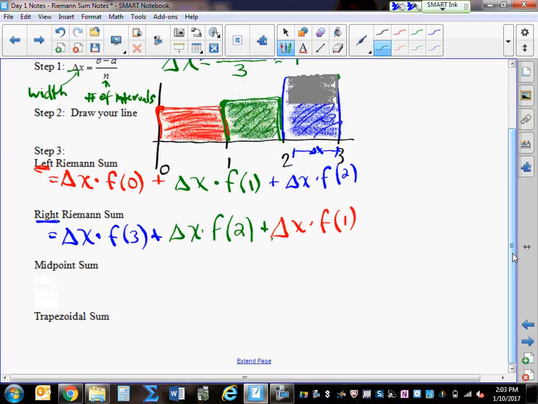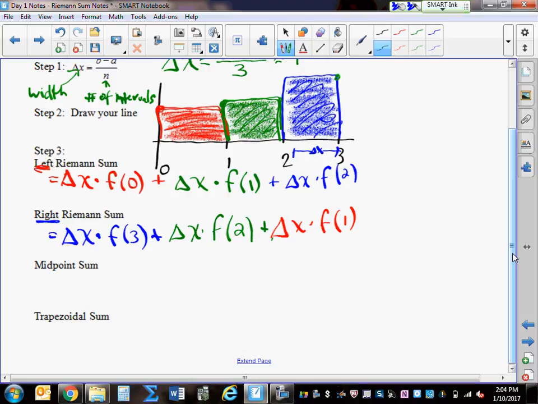Now, an important thing here is that midpoint sums can only be used when we have equal widths. I mean, I guess they could ask you to do it with unequal widths, but it's most likely going to be used when we have equal width intervals here.